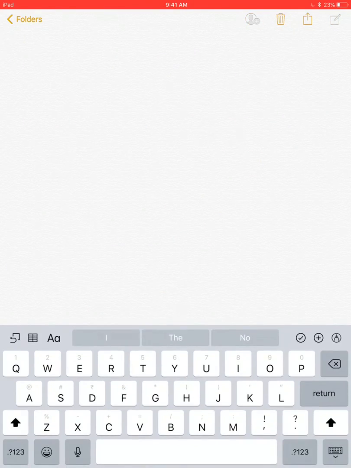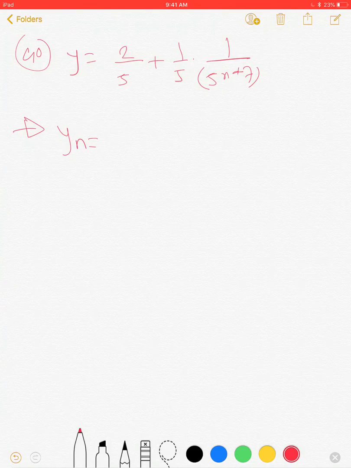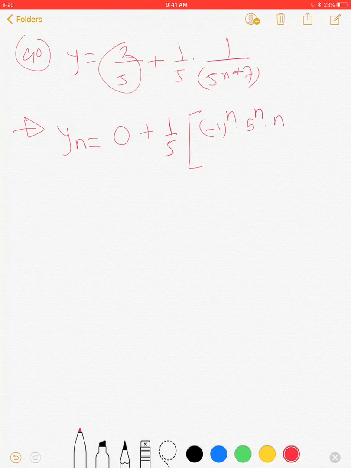Next question, that is question number 40. In question number 40, it is given that y is equal to 2 by 5 plus 1 by 5 into 1 upon 5x plus 7. We have to find its nth derivative. This one is more simple. The nth derivative of a constant is 0. 1 by 5 is constant, so we can take 1 by 5 as common. So its nth derivative is minus 1 raised to the n, 5 raised to the n into n factorial upon 5x plus 7 raised to the n plus 1. So this is by the formula for y is equal to 1 upon ax plus b.